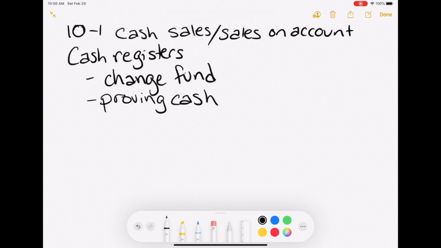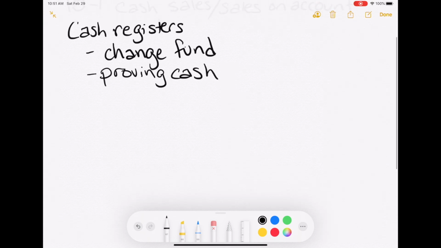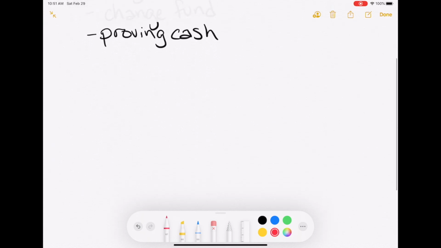If we look at example 1, primarily what we're looking at is the yellow chart labeled Tri-County Markets Cash Proof Form. This gives us a really good equation to start with, so let's go ahead and mark that in red. We're going to start with a change fund, and that will be given to you in the problem.